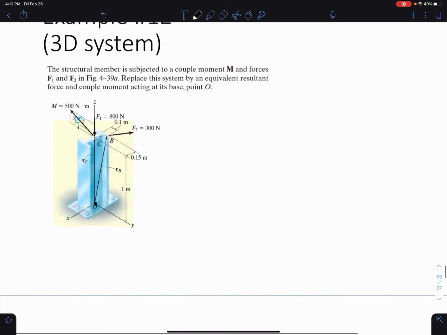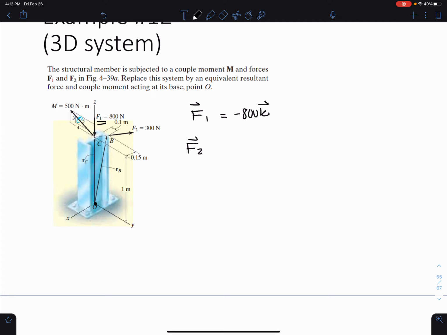So the first thing I want to do is put the forces into Cartesian vectors. So I have F1. Where is my F1 force? Directly down along the z-axis. So I can really easily write that as negative 800 in the k.